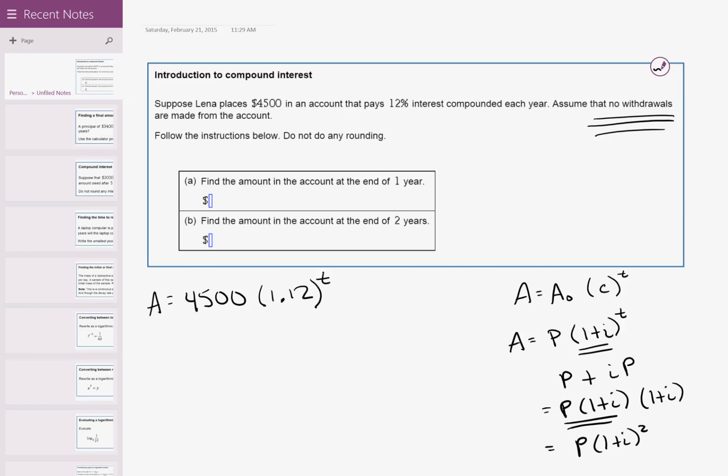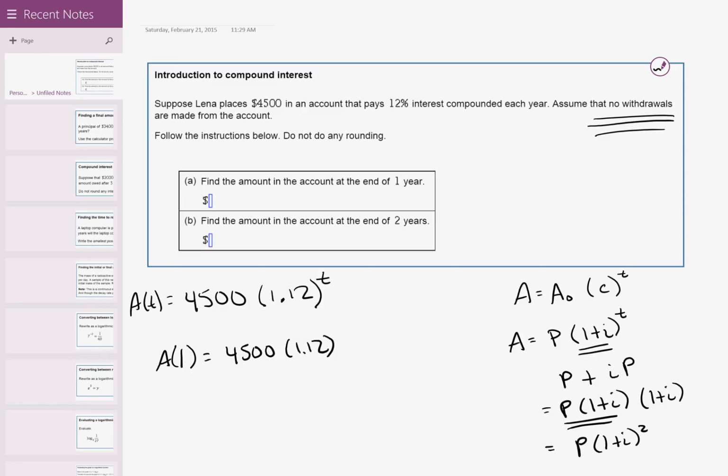Now I am asked to find the amount in the account at the end of 1 year, and so let me write A of t so that we have proper function notation. A of 1 is equal to 4,500 times 1.12 to the 1.